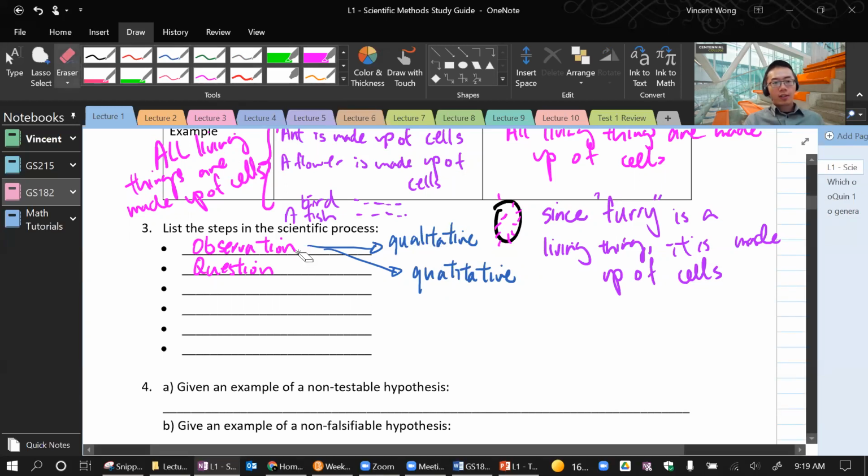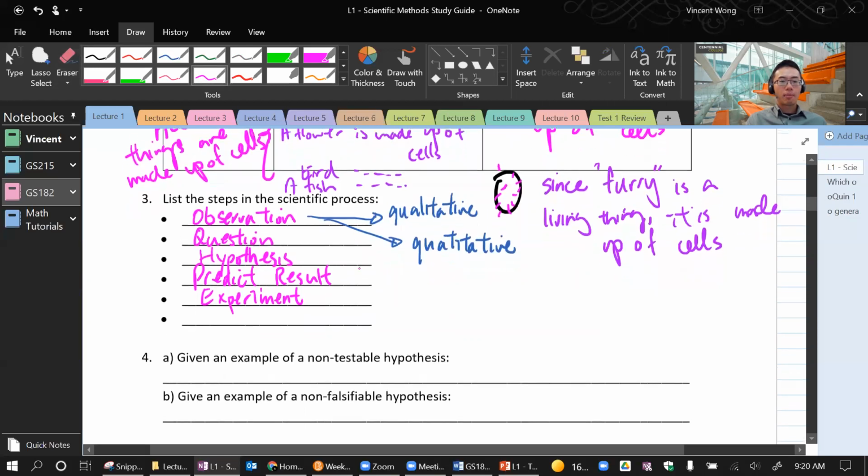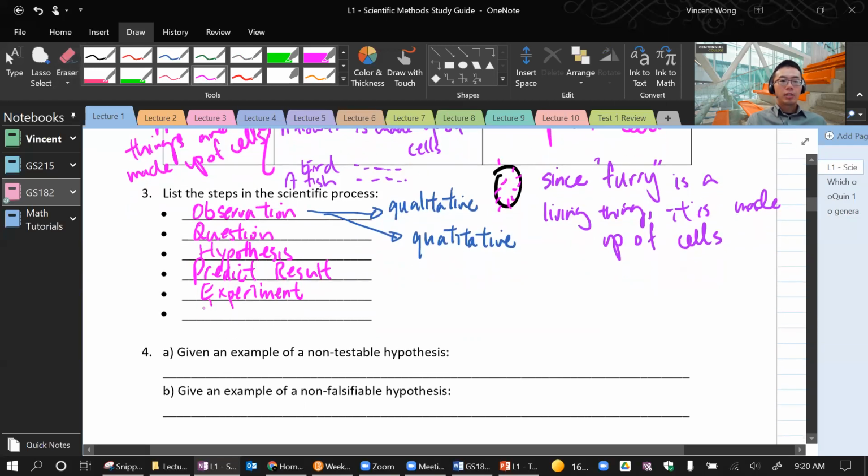So you make a bunch of observations just in the natural world, and then you ask questions about it. These are questions that you don't know the answers to, but you can make a hypothesis, which is a tentative answer for the question that you proposed, and then you will make a prediction. Predict the results, and then you will do an experiment to test your prediction, test your hypothesis to see if it's correct, and then you will make a conclusion.